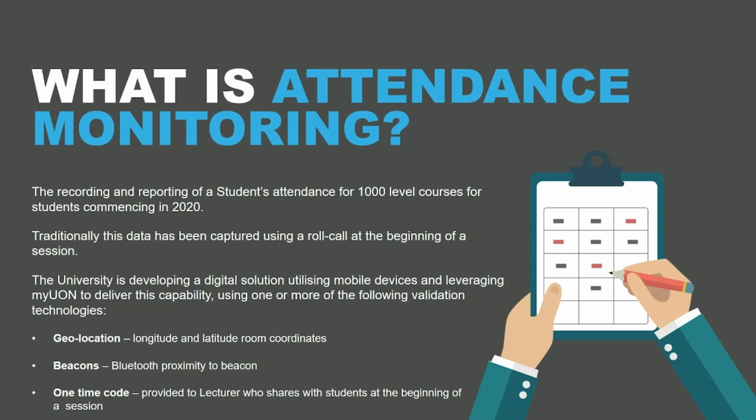So I guess just setting the scene, what is attendance monitoring? The recording and reporting of students' attendance. As I said, the target group is 1,000 level courses for students commencing next year. There's obviously lots of courses that already have a mandatory attendance requirement for different parts of that course, and typically that might be done with a roll call at the beginning of the session.